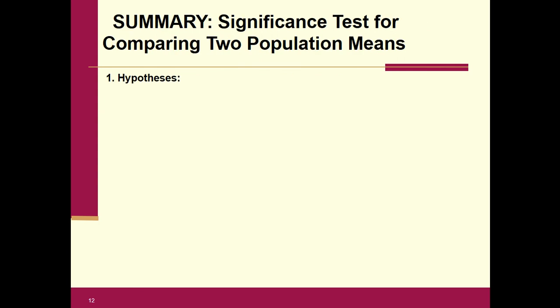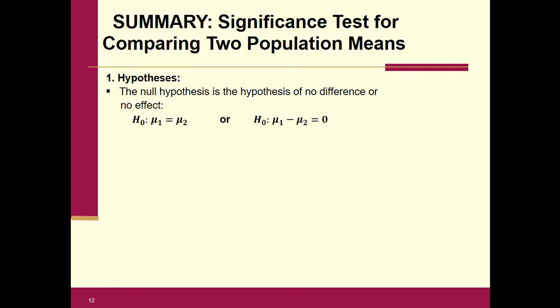How about if we did a hypothesis test? Well, the null hypothesis is the hypothesis of no difference or no effect. Okay. So the null hypothesis will have mu1 equal to mu2. Now, another way of thinking of this, and some students like this, is that if you subtracted mu2 from both sides of the equation, you would get mu1 minus mu2 is equal to 0. So either way is technically correct. You can see how both are saying that mu1 is equal to mu2.